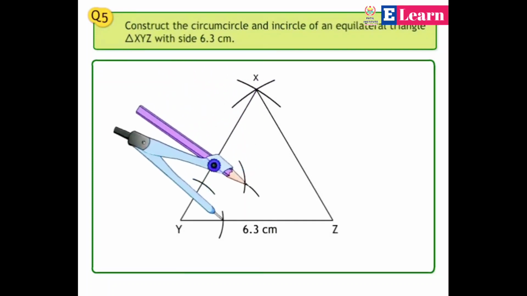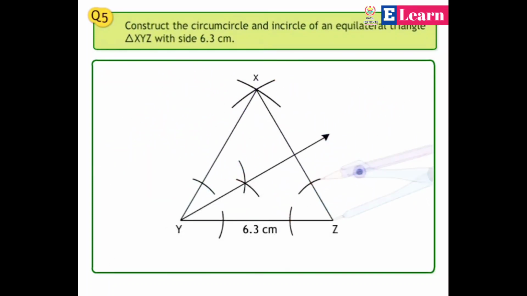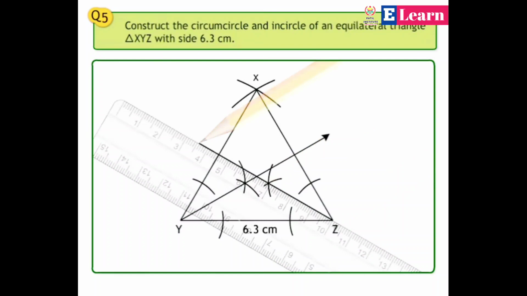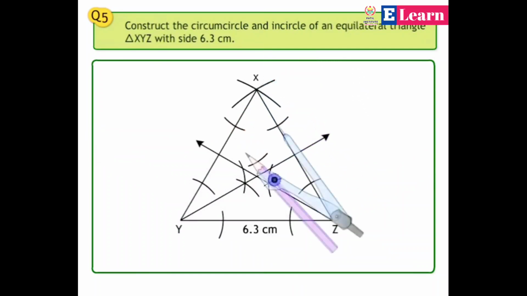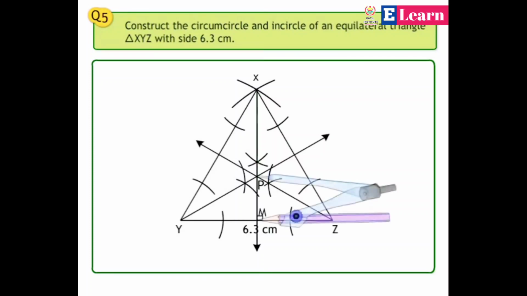Now draw angle bisectors of angle Y and angle Z. Let P be the point of intersection of the angle bisectors. Draw PM perpendicular to side YZ. Now draw a circle with radius PM. Thus, the circle obtained is the required incircle of triangle XYZ.